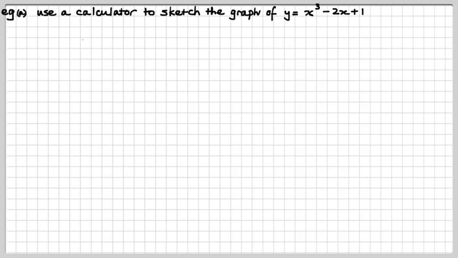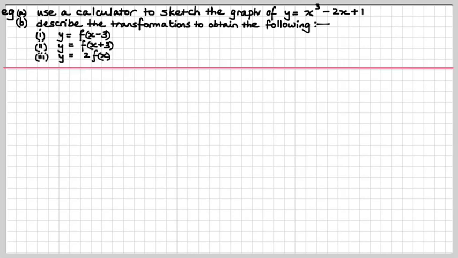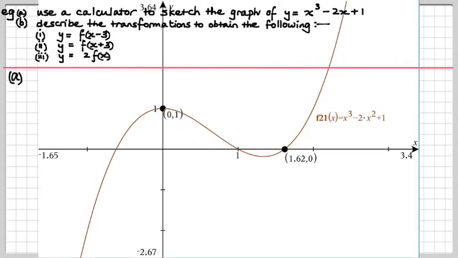Use a calculator to sketch the graph of y equals x cubed minus 2x plus 1, and then describe the transformations. Again, we're getting into transformations. Describe the transformations to obtain the following: y equals f of x minus 3, y equals f of x plus 3, and y equals 2 times f of x. All right, well look, here comes the graph, right? There she be. So it's difficult because you see it's got a really weird intercept. So it's difficult to do that in your head, very difficult, but not too difficult on the calculator.